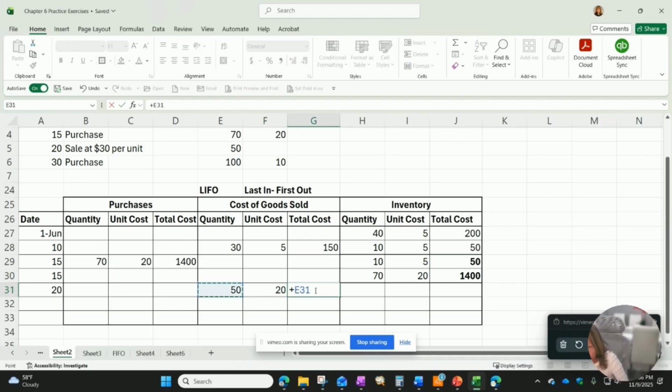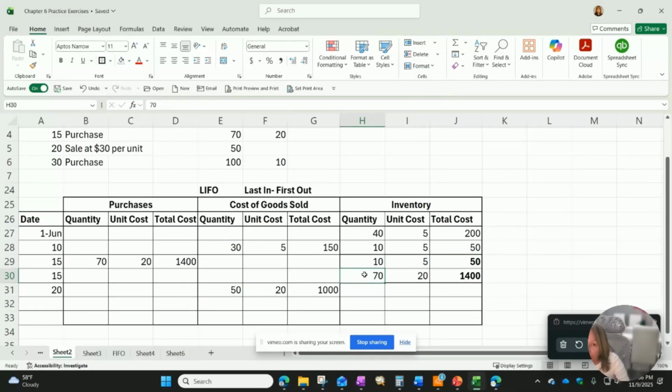So 50 multiplied by 20 is 1,000. The cost of those 50 speakers is 1,000. We had enough in the warehouse of the last purchase to get them all out of there, 50 out of the 70.